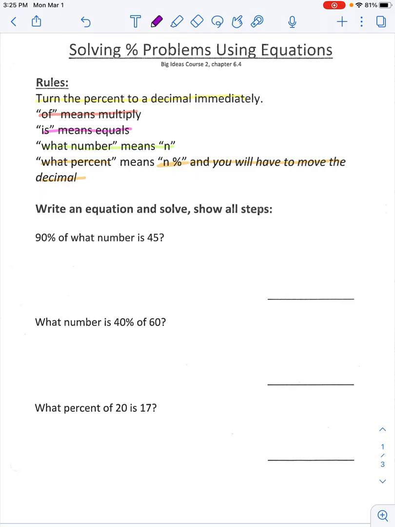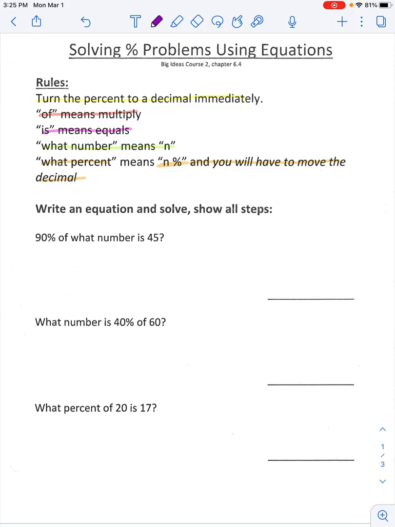So there are some things that you have to remember. Some of those you already know. When you see a percent, you're going to move the decimal immediately into a decimal, okay? Of means multiply, is means equal, what number you throw your variable, and what percent you're going to write in percent, okay? Okay, write an equation and solve.